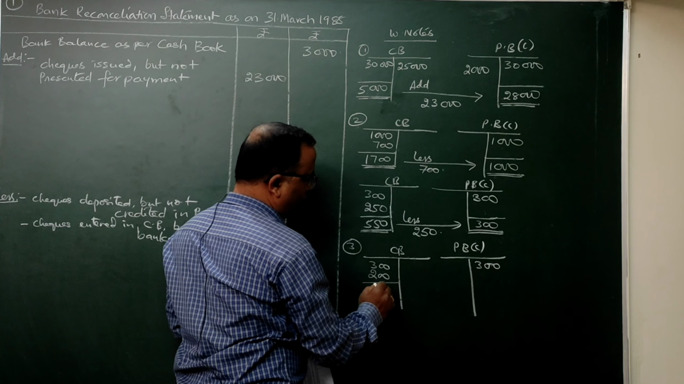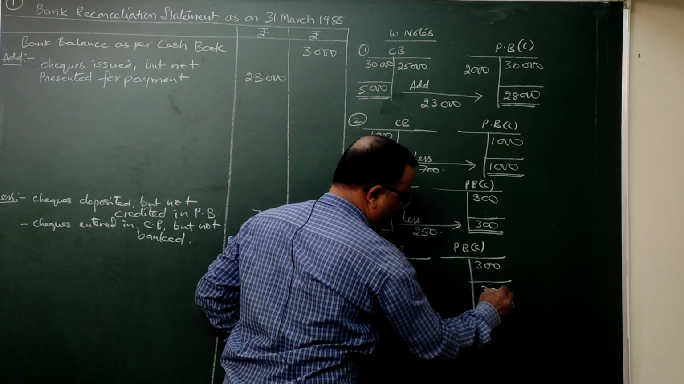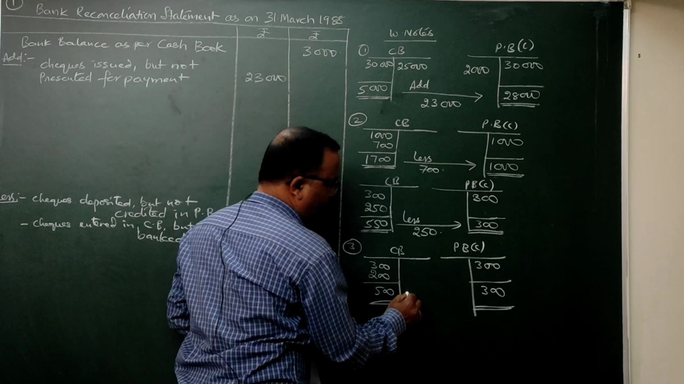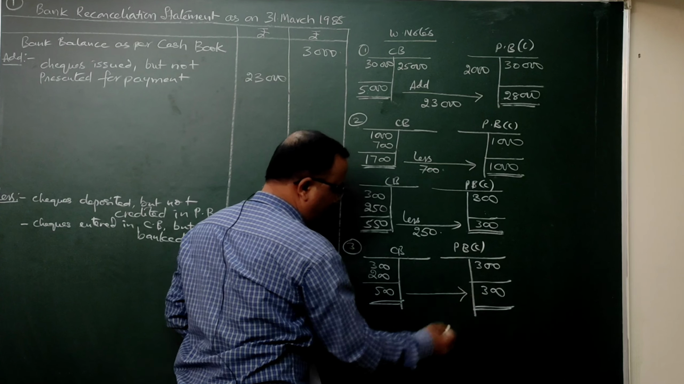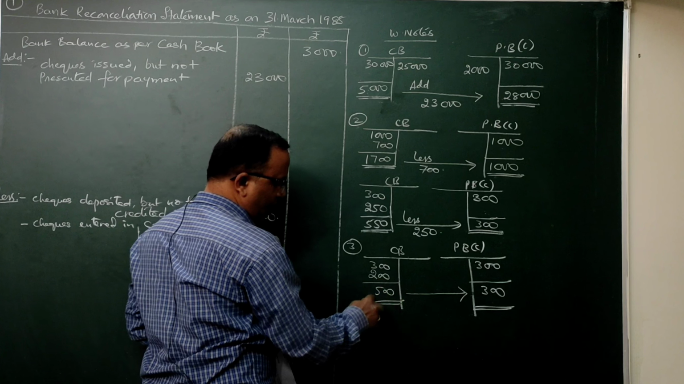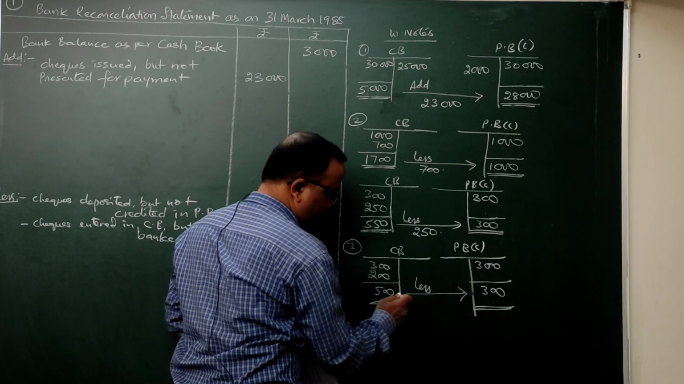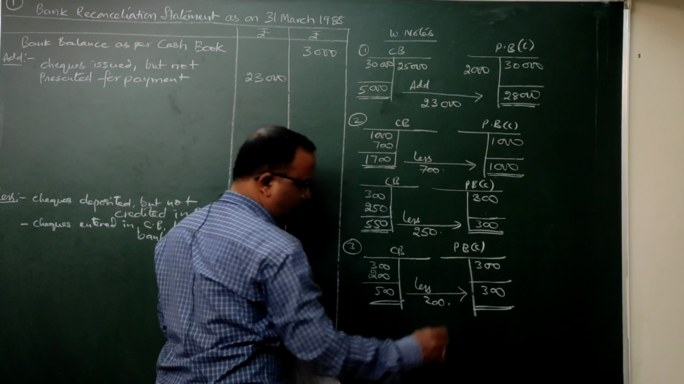So cash book will be showing how much? 500. Whereas passbook is showing how much? 300. Now you can see your arrow mark will point towards the constant side. So 500 should be converted to 300. So to this 500 what we should do? From this we should subtract, less how much? Difference between these two. 200 you are going to subtract.